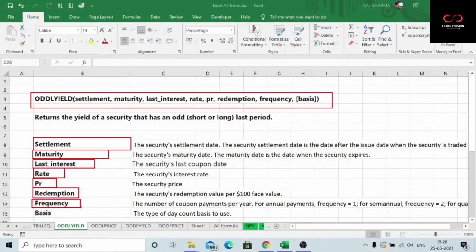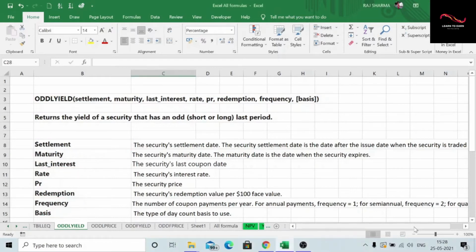For annual we have to put 1, for semi-annual we have to put 2, and quarterly we have to put 4. Then basis is the day count convention. So for day count convention, if it is 30 by 360 we have to put 0, if it is actual by 365 we have to put 3, and accordingly we have to put it.